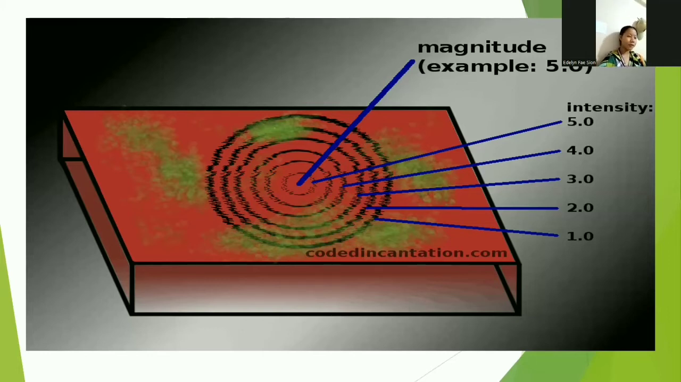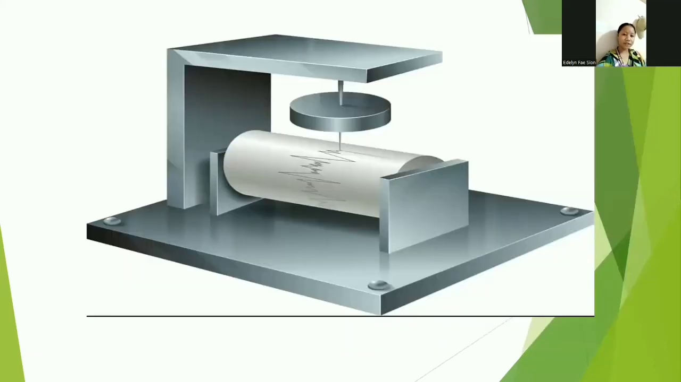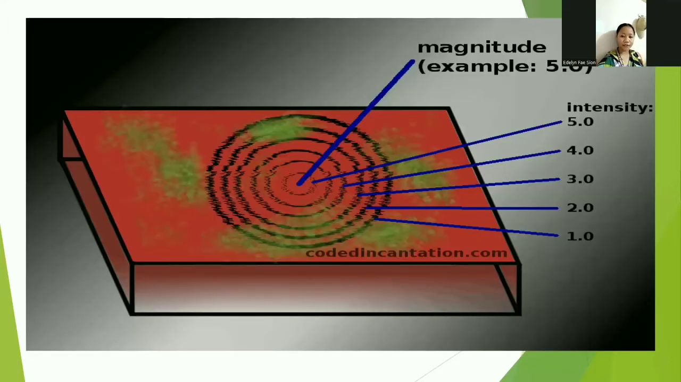Based on the picture, class, differentiate magnitude and intensity. I'll give a plus points. Yes, Kathleen. Very good. Magnitude measures the energy while intensity measures the strength of shaking. Next.